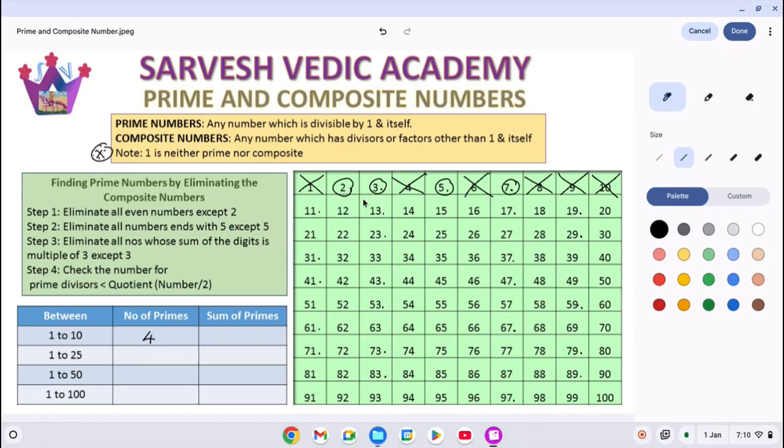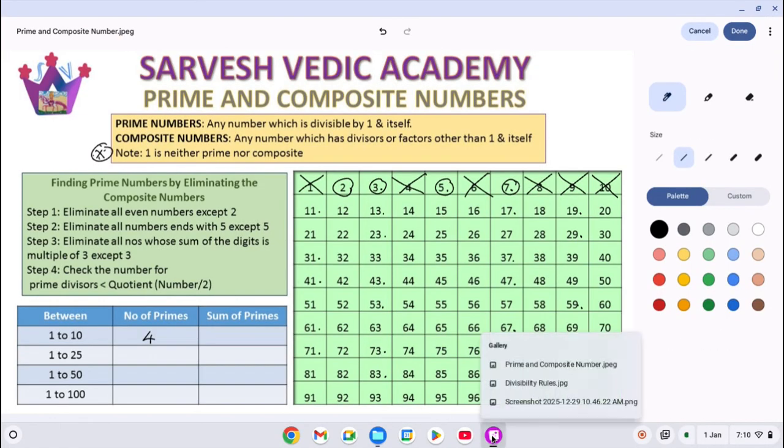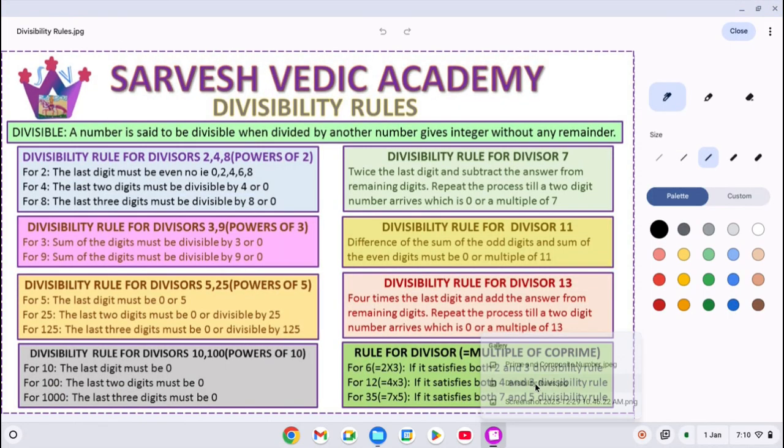When we go for bigger numbers, I have framed 4 steps which make it easy to collect prime numbers. In the first step, we have to find the divisors of 2, 5 and 3. For this, we can look at the divisibility rules of 2, 5 and 3. Here is the divisibility rule.